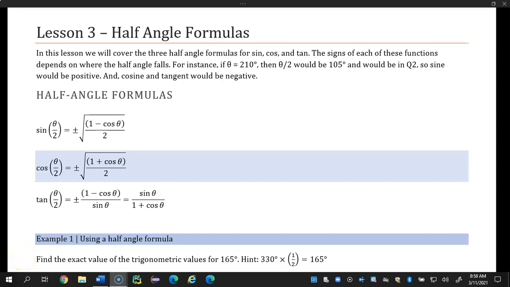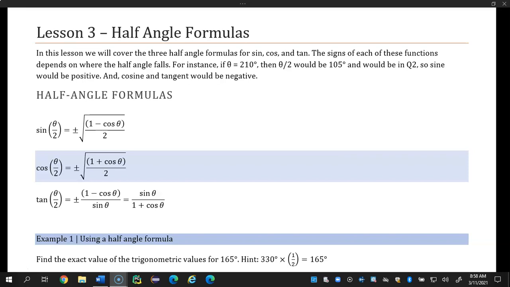Hey students, in this lesson we're going to cover the half angle formulas for sine, cosine, and tangent. For each of these formulas we need to know the cosine value, and for the half angle formula for tangent we also need to know the sine value. Where the half angle is located is dependent upon the whole angle.